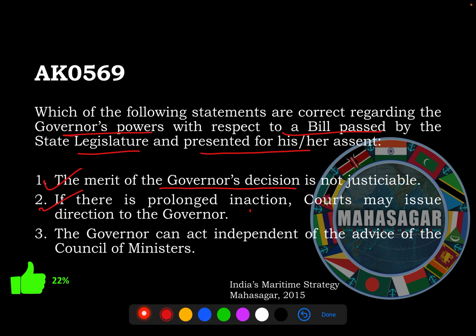And the governor can act independent of the advice of the council. Absolutely correct. Right? So all the powers that are given, the governor can use their own. Now see, this is the most important topic from the governor in the last 1 year. And still hardly 20% of us are able to get it right. We need to pull up our socks.